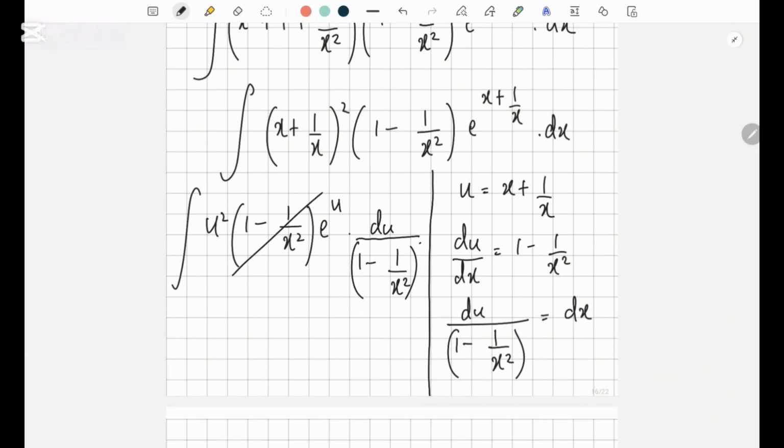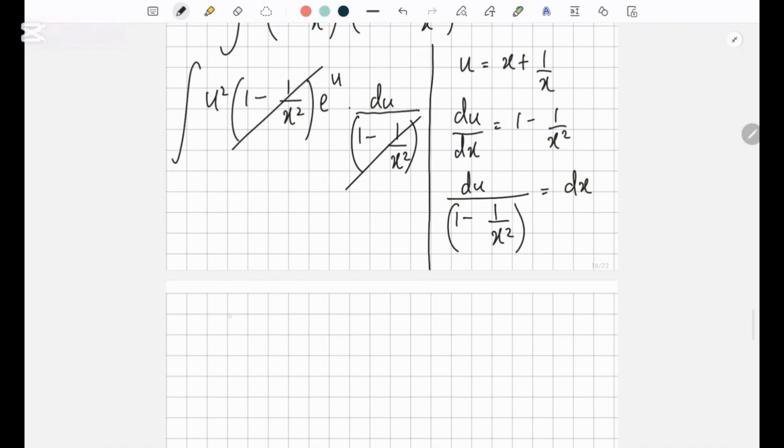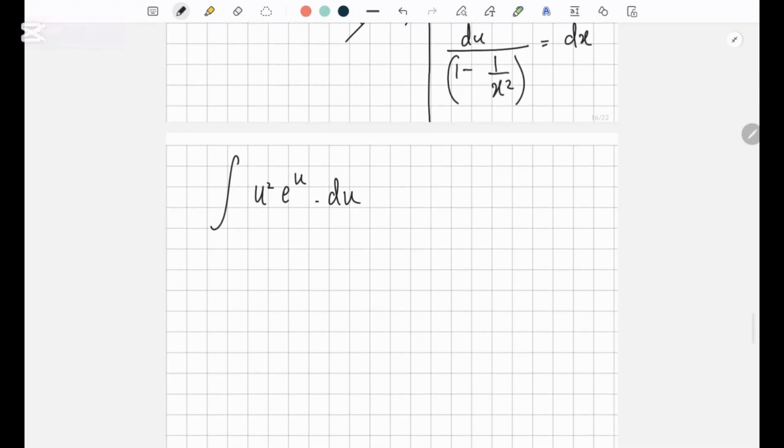As you can see, these two cancel off. Now all you have to integrate is u squared e to the power u dot du. Now how do you do this?